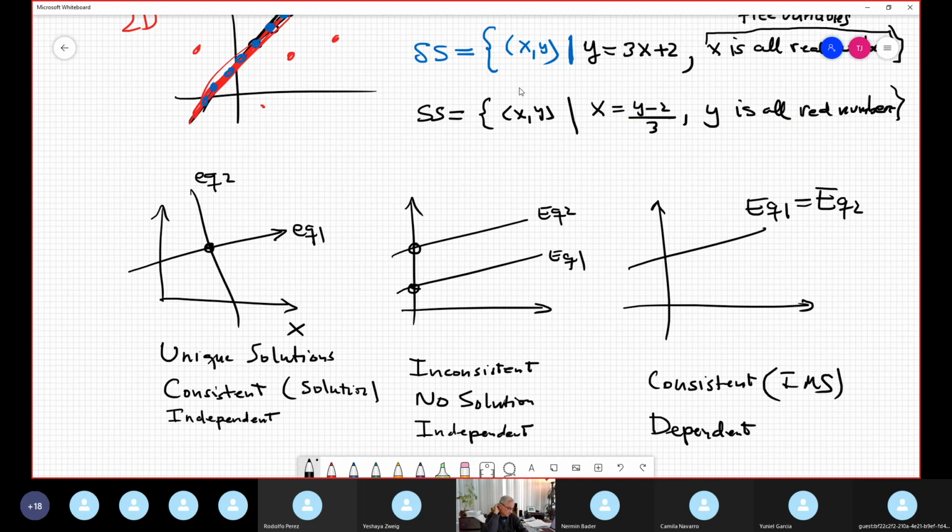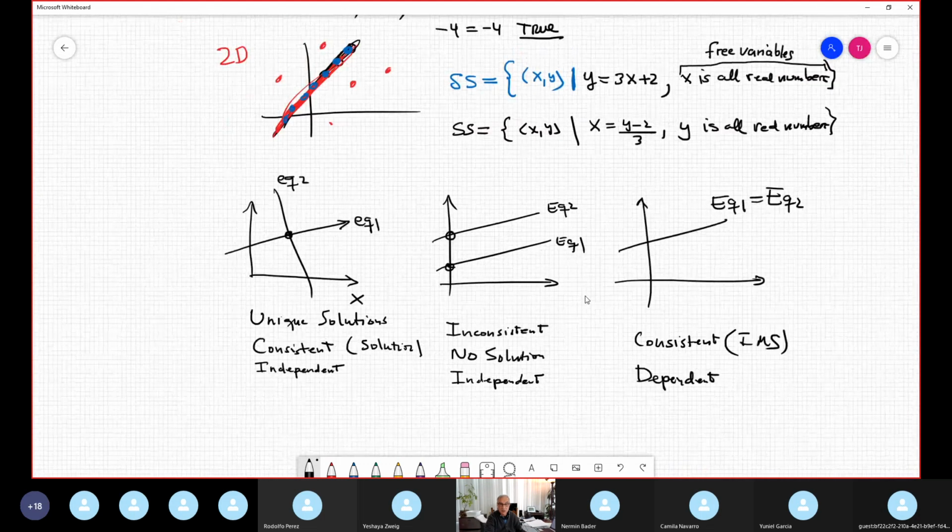Let's do one more example in 2 dimensions because I want to explain one new situation.